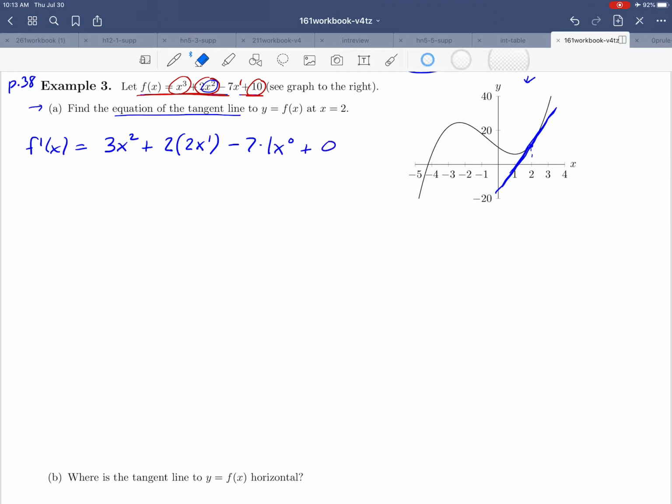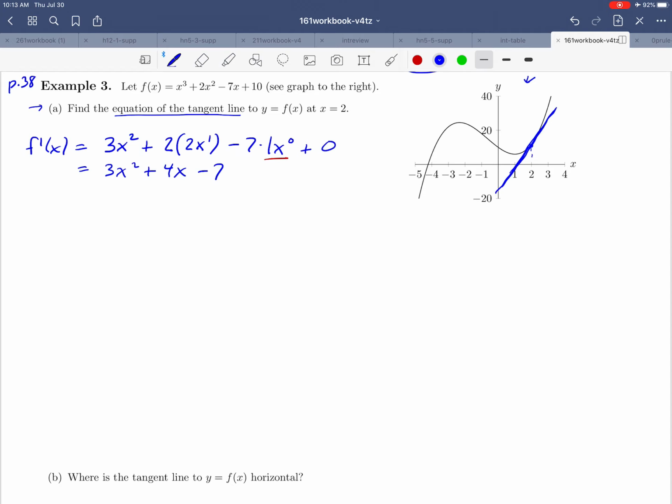All right, let's clear a little bit of that clutter away here and just simplify our derivative a little bit. So we've got 3x squared, we've got a plus 2 times 2, that's 4x. And then 1x to the 0 is actually just 1, because x to the 0 is 1, so we're just going to get a minus 7 there. Okay, so there's our formula for the derivative.